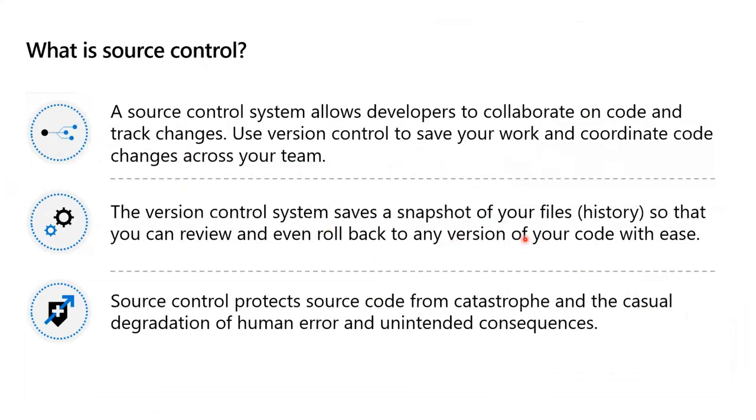So save a snapshot of your file, so we can have an entire history with multiple versions of these files. And source control protects source code from catastrophe and the casual degradation of human error and unintended consequences. Okay, so what if we introduce an error by mistake? Very easy. There's a command within Git, for example. It's just git checkout, which allows me to recover a previous version.